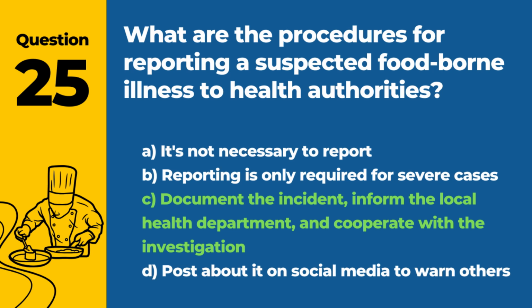Answer: C. Document the incident, inform the local health department, and cooperate with the investigation. If a foodborne illness is suspected, it should be documented, reported to the local health department, and the establishment should cooperate fully with any subsequent investigation.